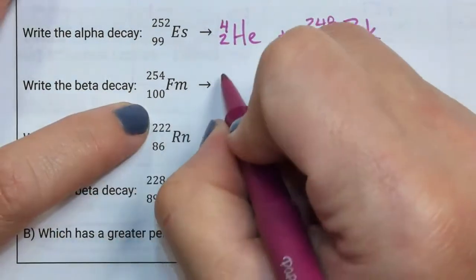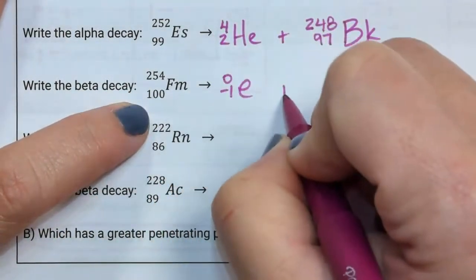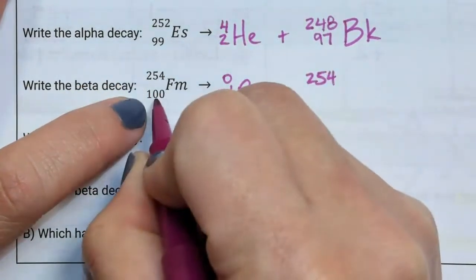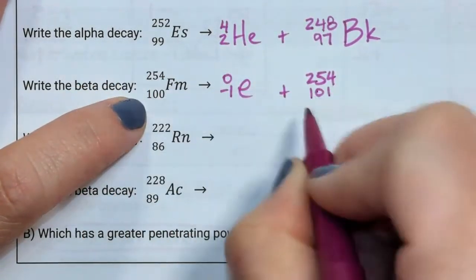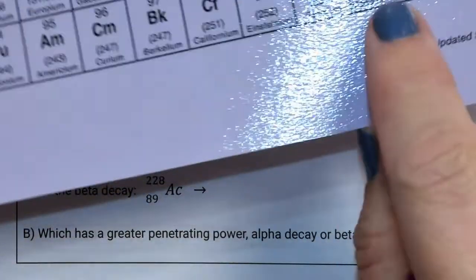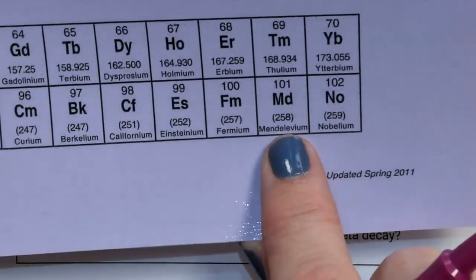Here, this is a beta decay, so we're going to emit a beta particle. The mass will not change. The atomic number will go up by 1 because 101 minus 1 equals 100. And then element 101 is Md, that's mendelevium.